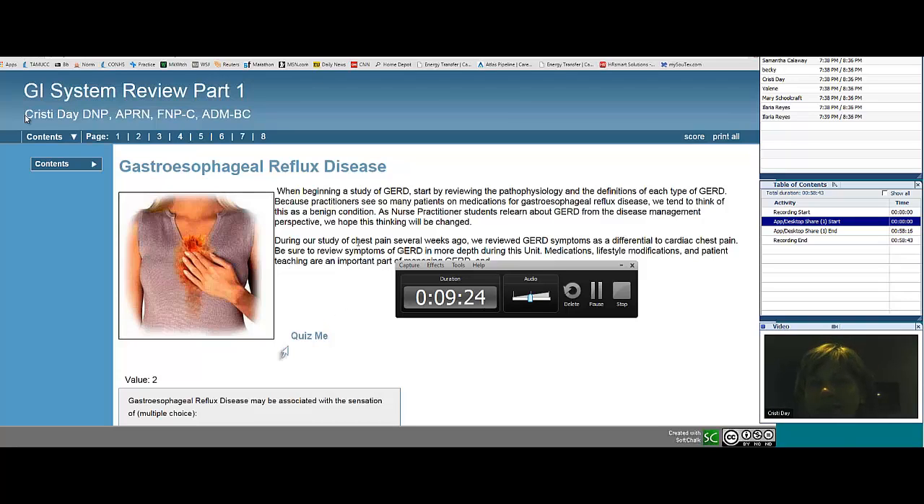GERD, I think, is a problem. When you get into GERD and H. pylori, those are some of the things where you may not see GERD as a big problem, because everybody's got it. And if you think about it, when you're working in acute care, how many patients are on Protonix? Everybody's on Protonix.